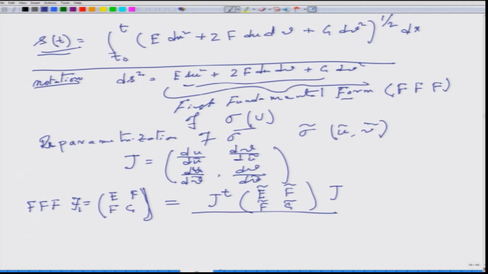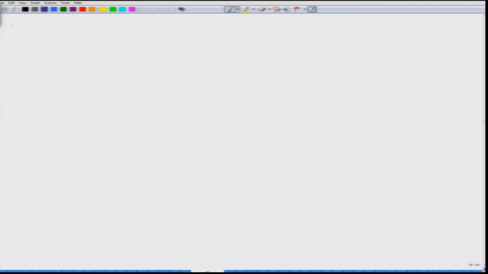If I translate my surface, translation will give the Jacobian matrix identity. So, the first fundamental form is preserved under translation. So, we are going to use that and see an example. So, let us say example 1. Let us take the previous example.